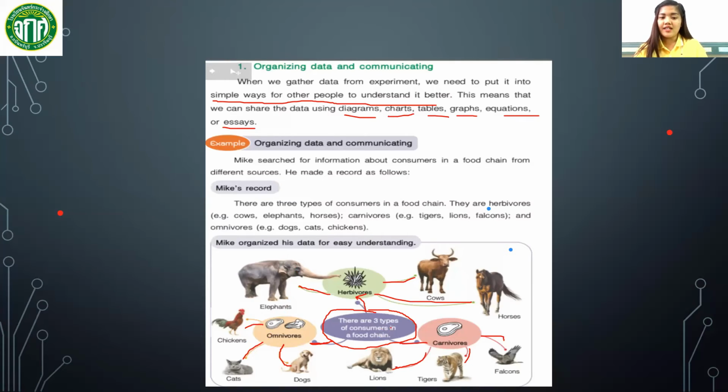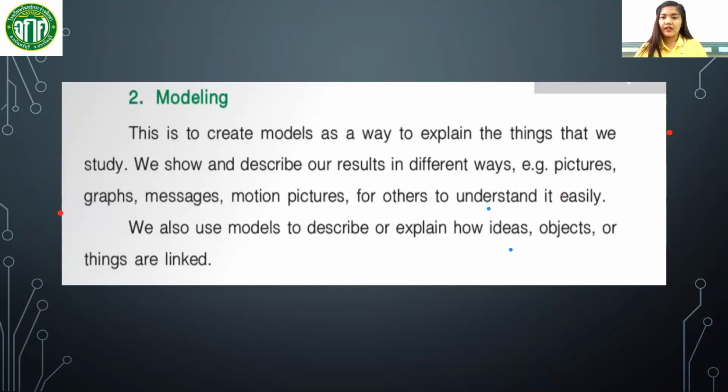Okay, so for other people to understand, Mike organized his data for easy understanding. So that's why he came up with this idea. Okay, so this is an example of organizing and communicating. Okay, next, let's move on to the next one. All right, how about number 2?